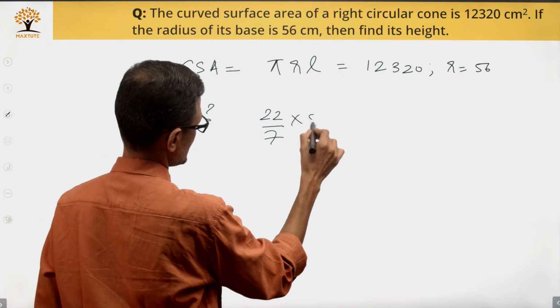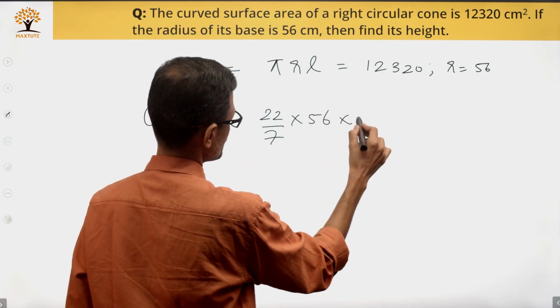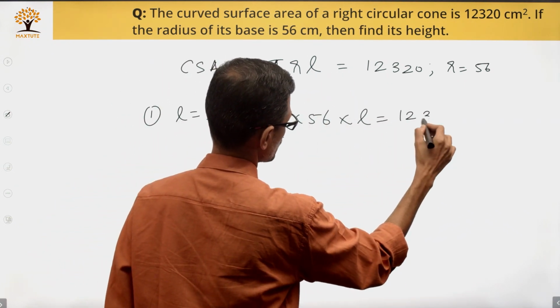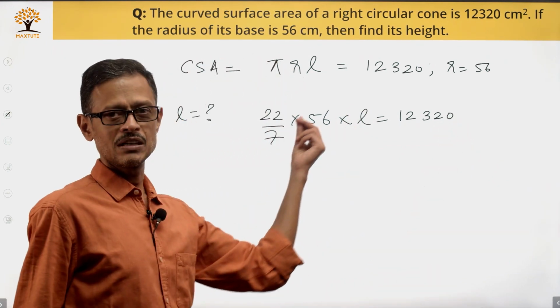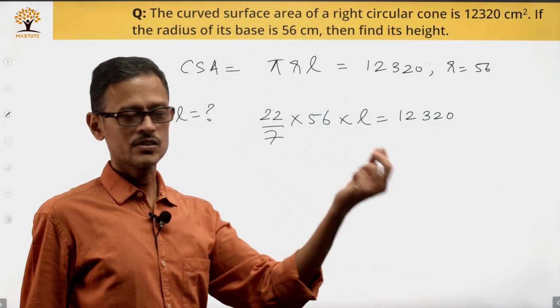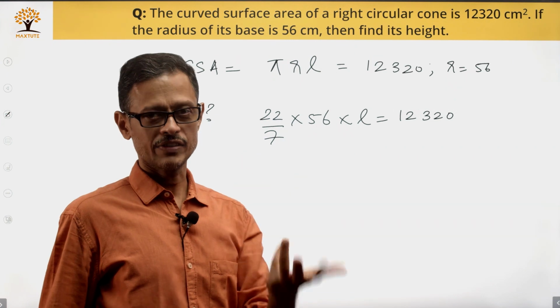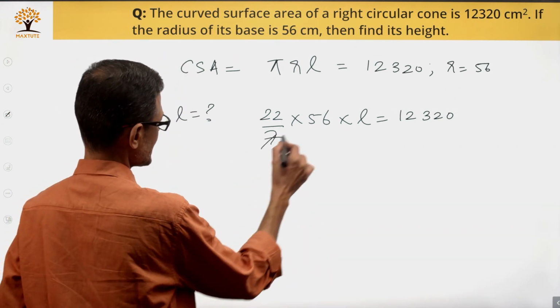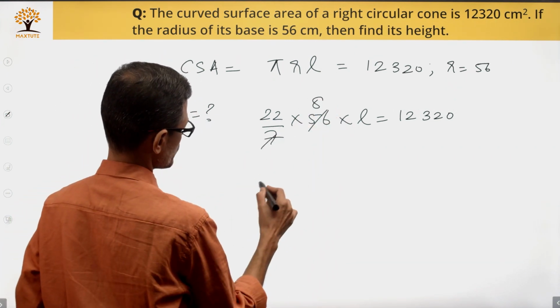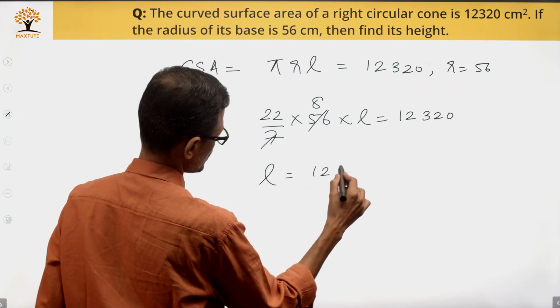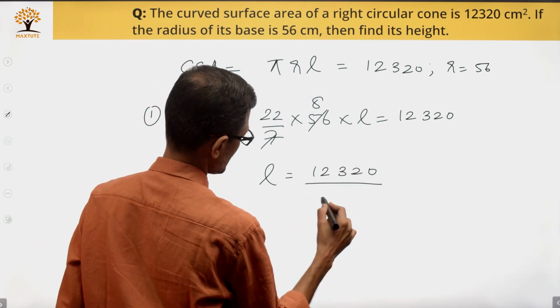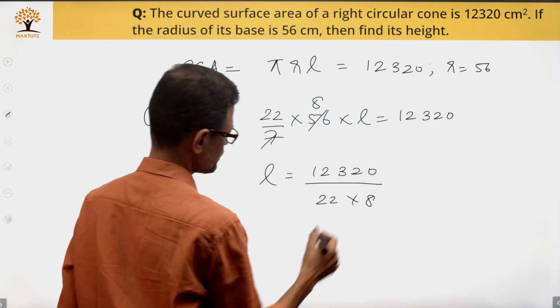22 by 7 times 56, which is the radius, times the slant height is equal to 12,320. There's only one variable, which is the slant height. Solve this, do the calculation, get the value of L. Let's complete it. 7 cancels with 56 to leave us with an 8. So slant height L is equal to 12,320 divided by 22 times 8.